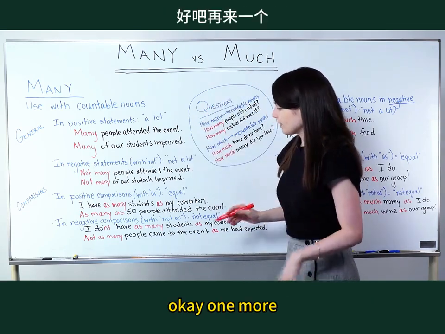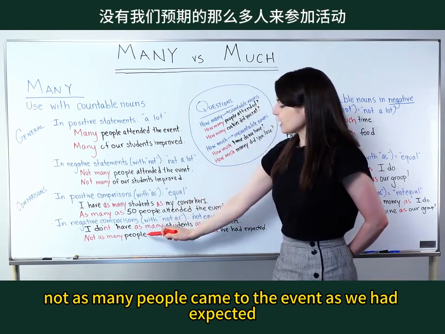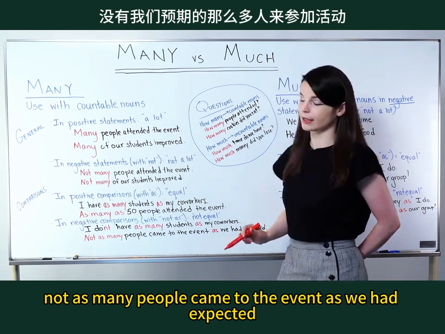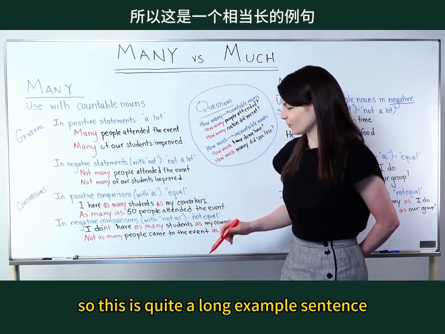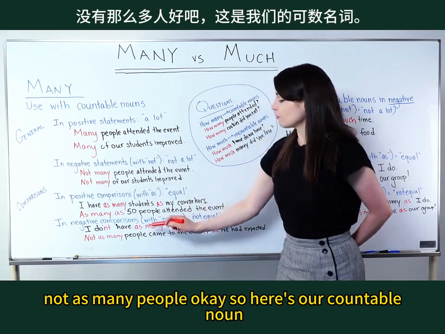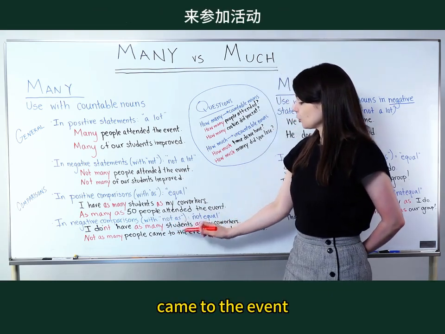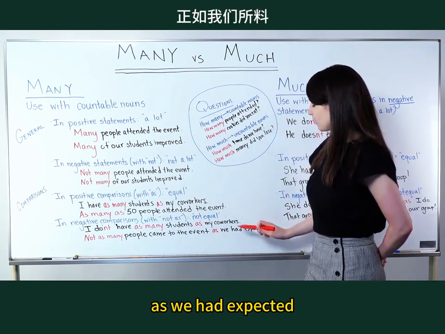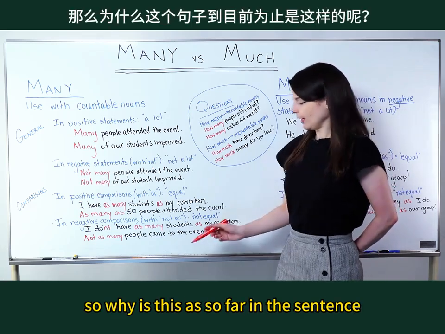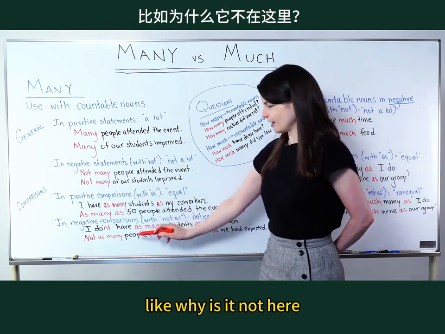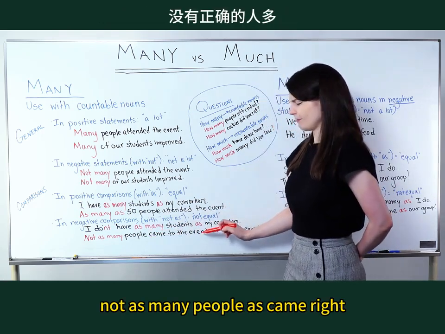Okay, one more example. Not as many people came to the event as we had expected. So this is quite a long example sentence. Not as many people, okay, so here's our countable noun, came to the event as we had expected. So why is this "as" so far in the sentence? Like, why is it not here? Not as many people as came, right?